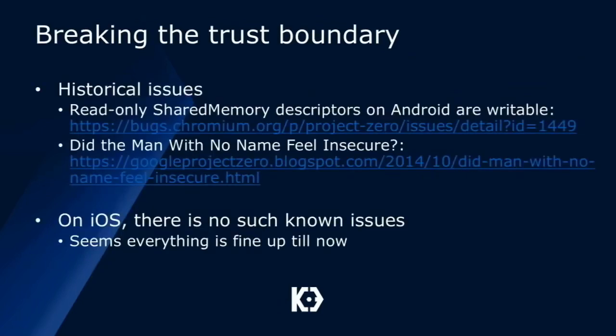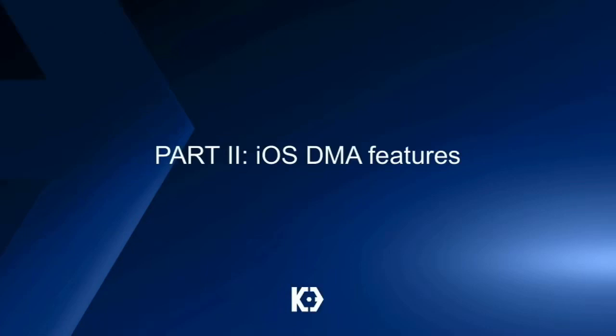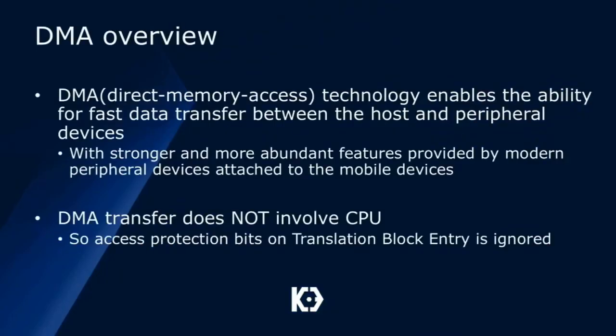And of course, there are some historical issues. For example, the first one referred to the Android shared memory, being made writable and causing some issues. And the second one is on the Windows platform. However, you will notice that on the iOS platform, there are no such known issues. So we have to research on our own. The next part will cover the iOS DMA features.